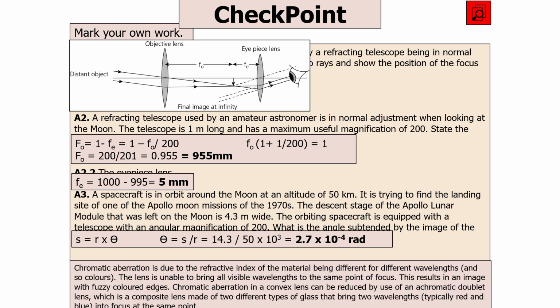Now chromatic aberration is due to the refractive index of the material being different for different wavelengths, so different colours. So the lens is unable to bring all visible wavelengths to the same point of focus.